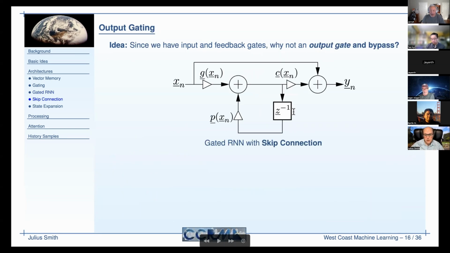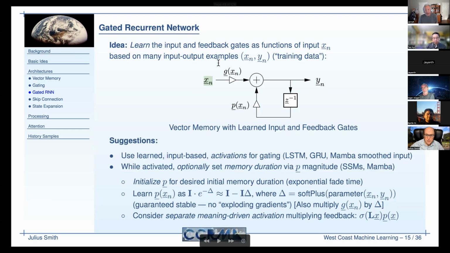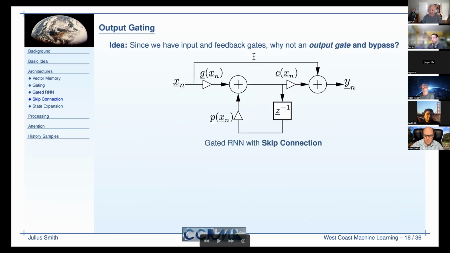Okay, so moving on. We got an input gate, we got a feedback gate. Why not an output gate? If we have an output gate, that'll just clamp it down to 0, which suggests maybe we would want to instead just feed the input around. So when we don't want the output, the C vector here says, no, let's not use that.